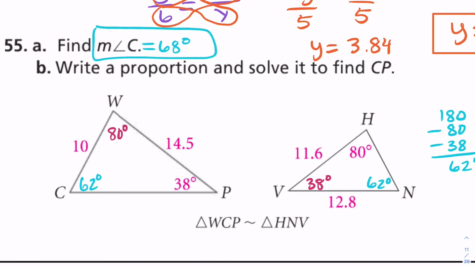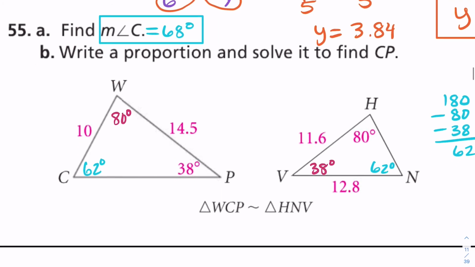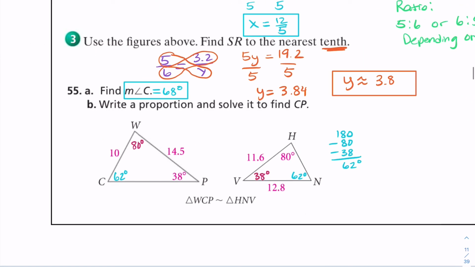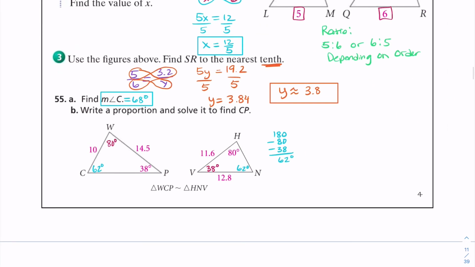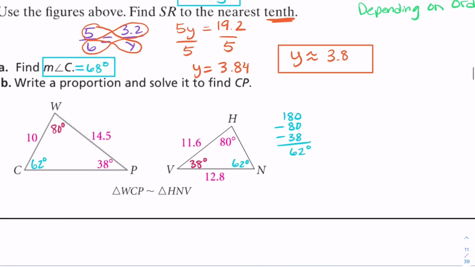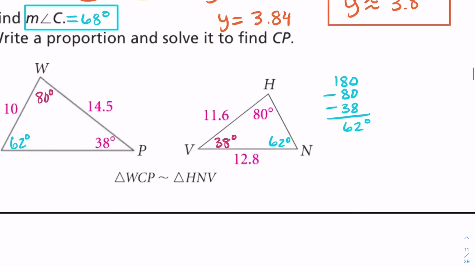It doesn't like that box. Okay. So that's the measure of angle C. So now it wants me to write a proportion and solve it to find CP.